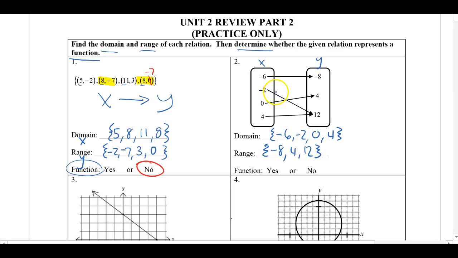Now again, every input can only have one output. So -6 has -8, -2 has 12, 0 has 4, 4 has 12. All these inputs on the left only have one output. They don't have a different one. You'll be able to recognize that on a mapping diagram if, let's say, one of these numbers had 2 arrows coming off of it. Then you know it's not a function. But in this case, it is a function, so yes.